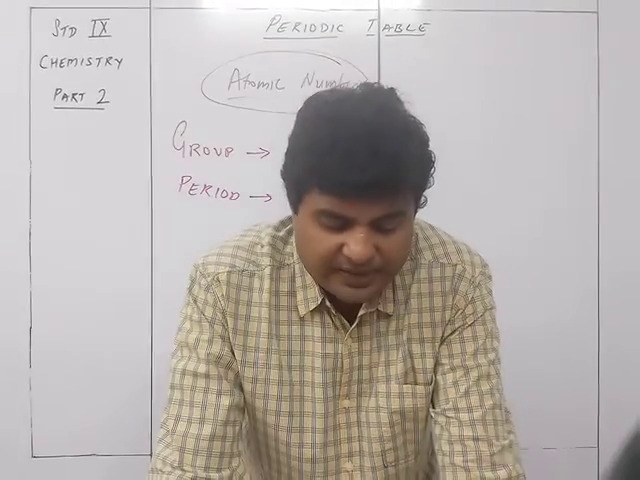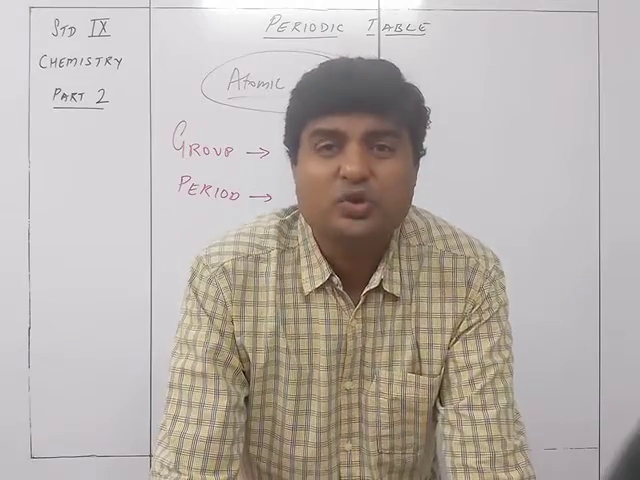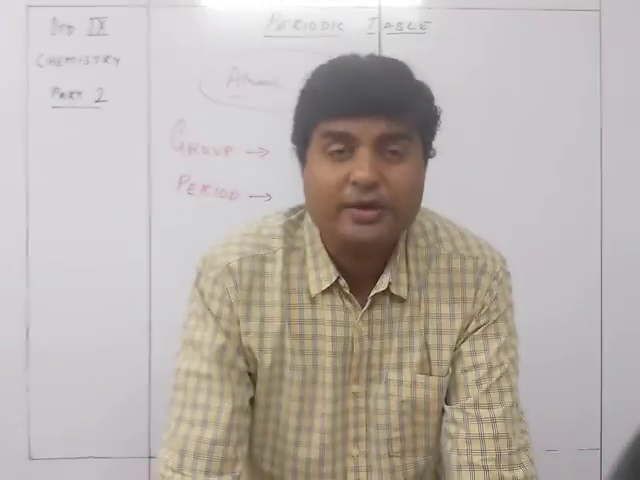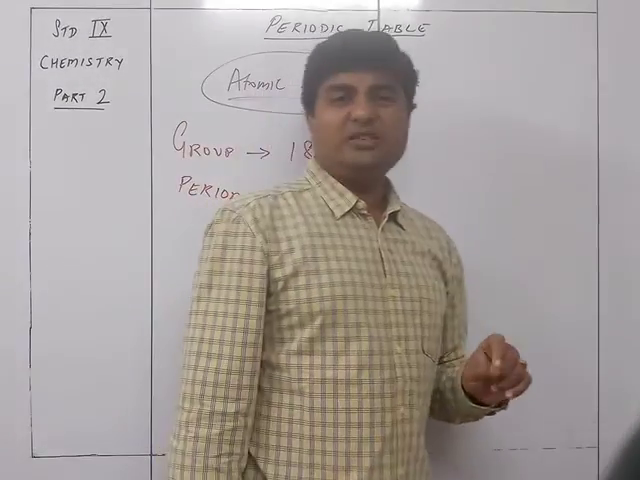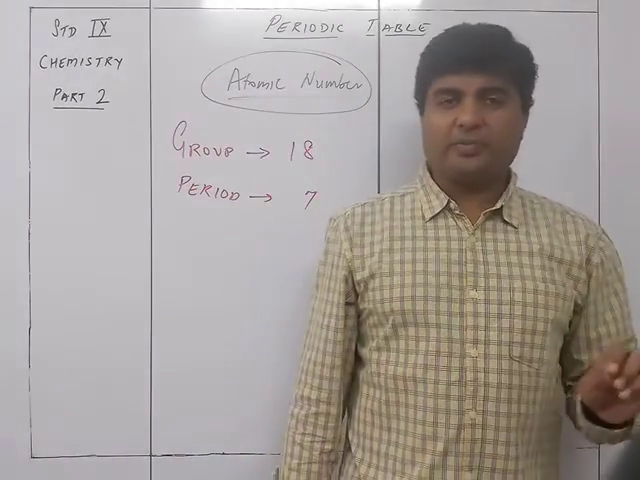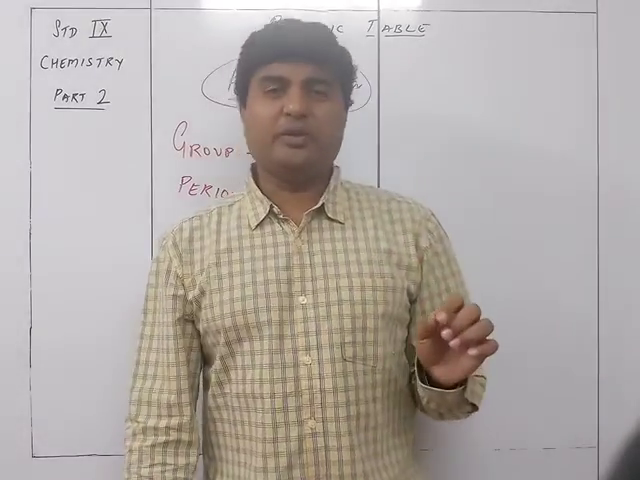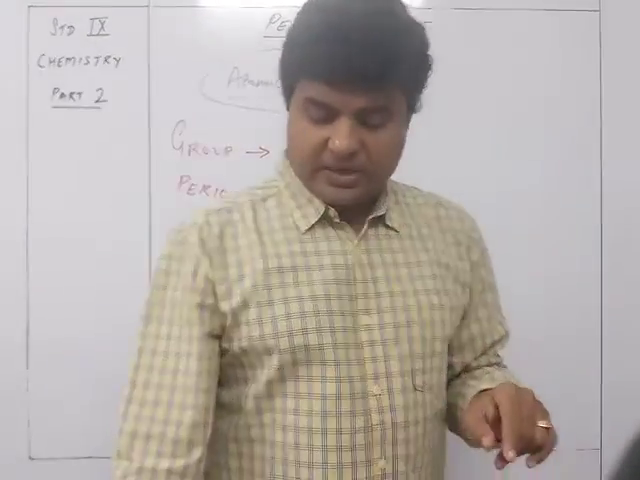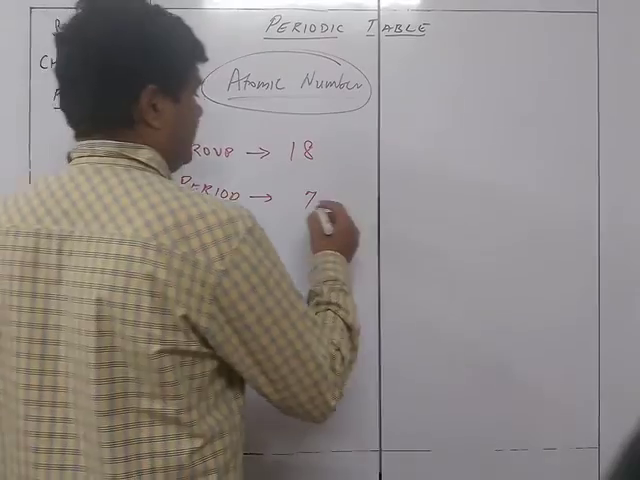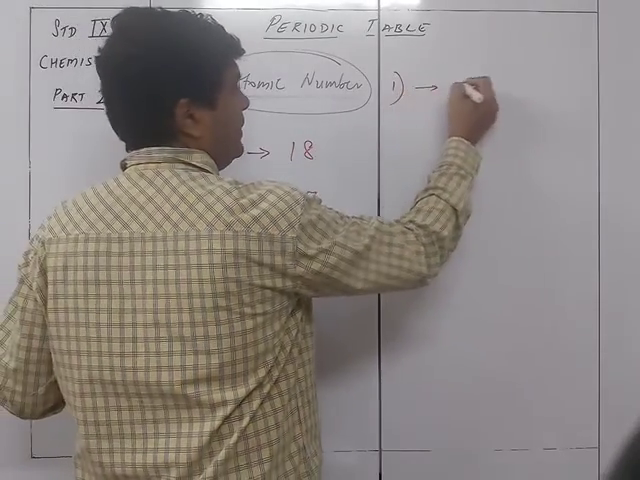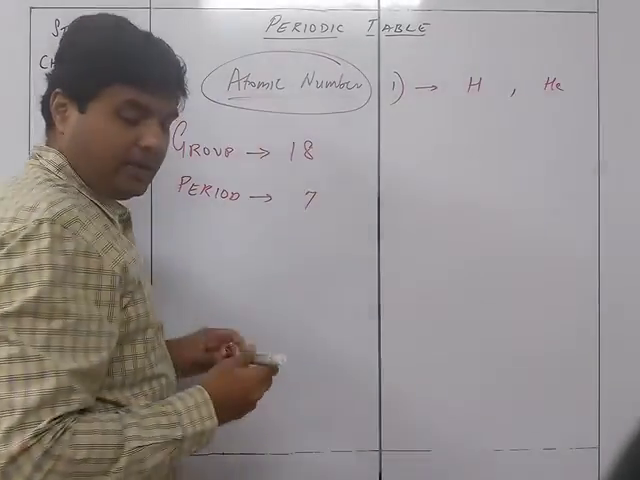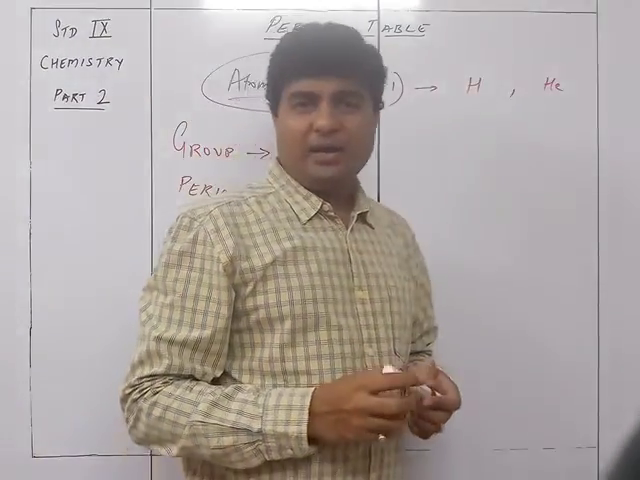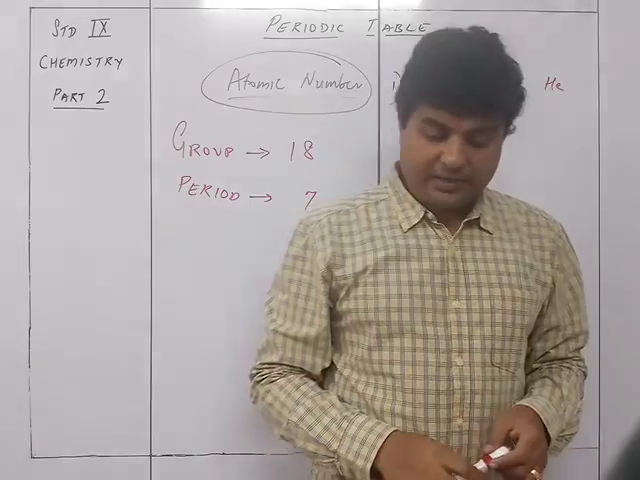The first 3 periods of the modern periodic table: the first one is called the short period, or you can say the shortest period, because it has got only 2 elements. The first row of the periodic table, that is the first period, has got only 2 elements, which are hydrogen and helium. Hydrogen is in group 1 and helium in group 18.